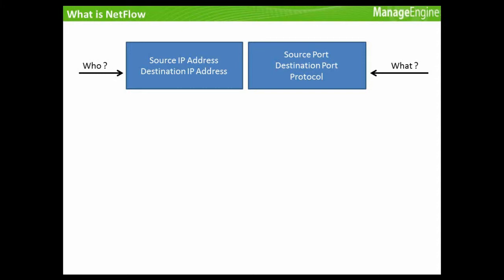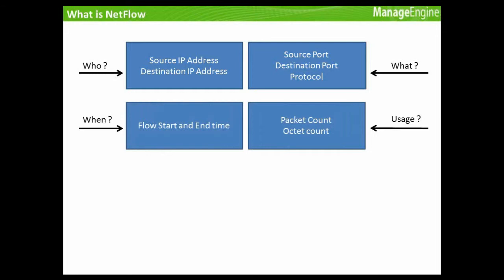And then you know the source port and destination port and the layer 4 protocol. A combination of port and protocol is what defines an application. Like HTTP, or Telnet or FTP, 21 TCP, 23 TCP, all these. So NetFlow can give you information about the source and destination port as well as the protocol information. So it answers what was the traffic, and then there is when.